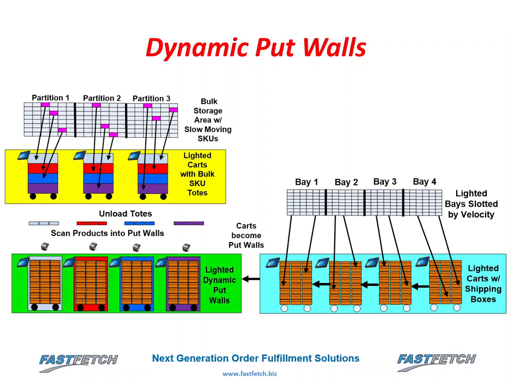Dynamic put walls greatly reduce walking time, since the picking area is traversed only once. Additionally, the total number of touches is greatly reduced, since 80% of the products are picked from the slotted area and only touched once, while 20% of the products are touched twice, rather than 3 times. The total product touches are consequently reduced by more than 53%.